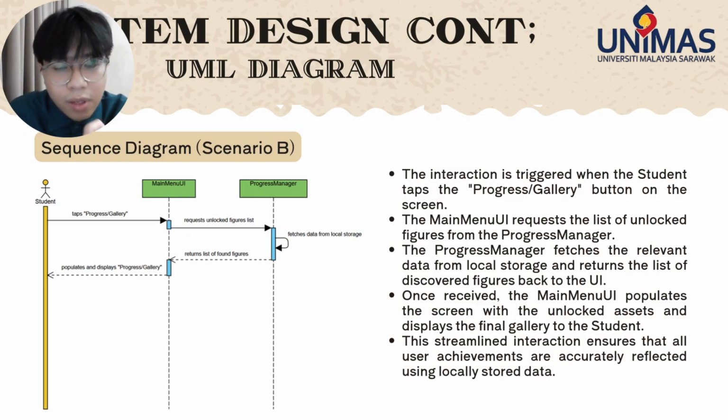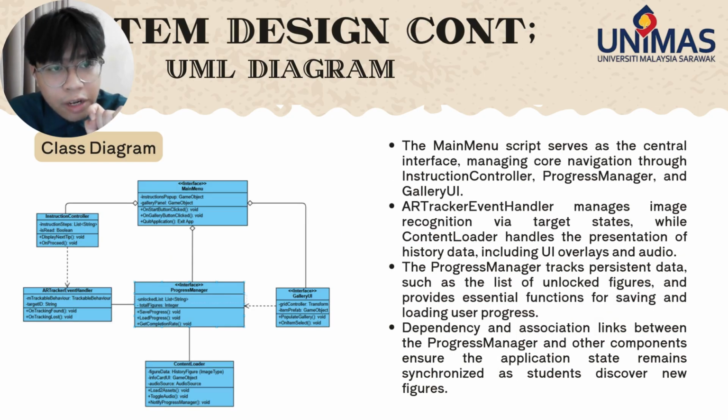So yeah, let's move on with the fourth diagram, the class diagram. In the class diagram, the main menu script serves as the central interface, managing core navigation through instruction controller, progress manager, and gallery UI. The AR tracker event handler manages image recognition via target stats, while content loader handles the presentation of history data, including UI overlays and audio.